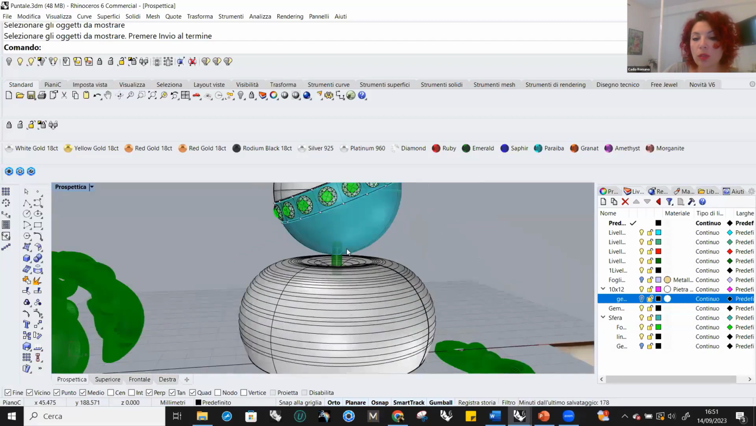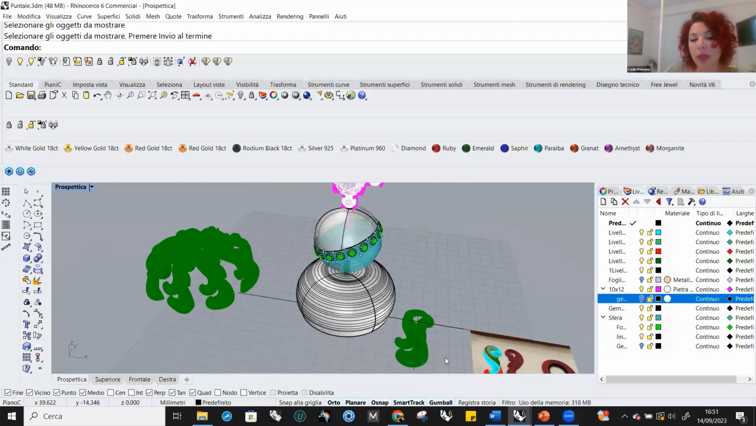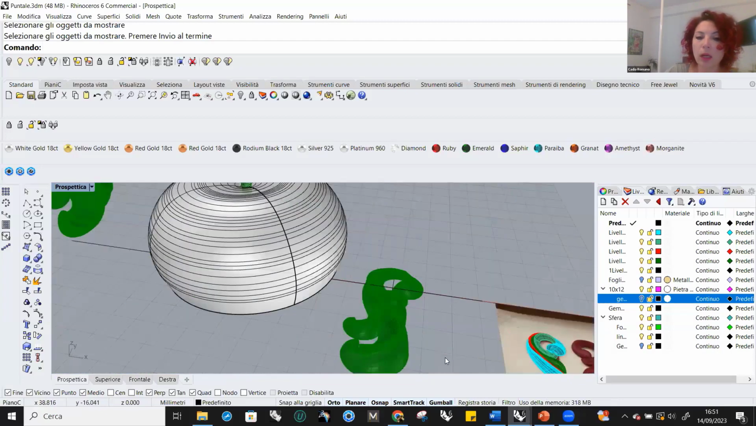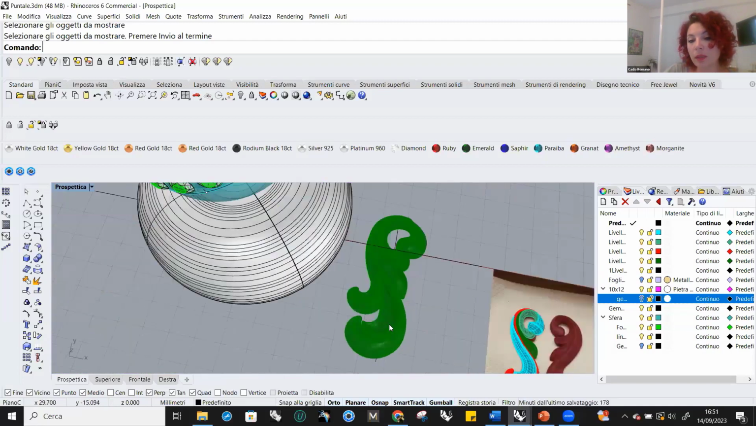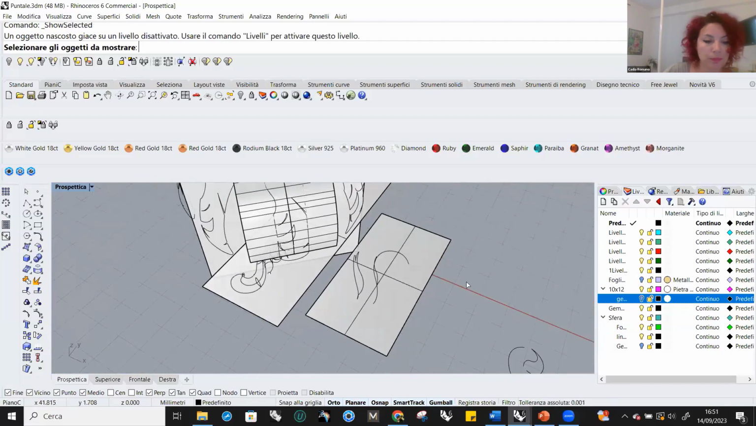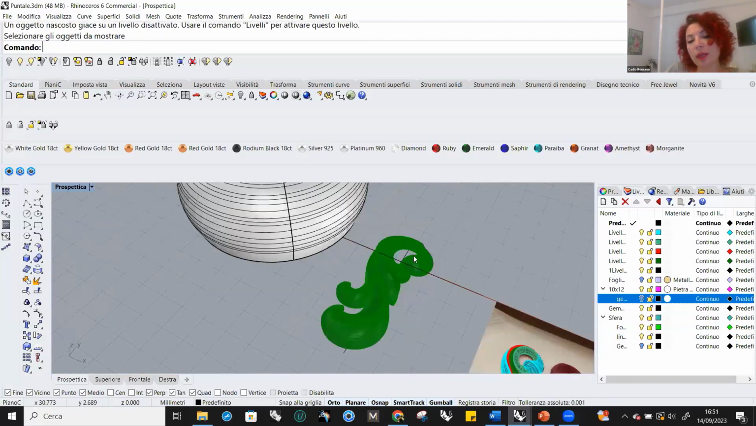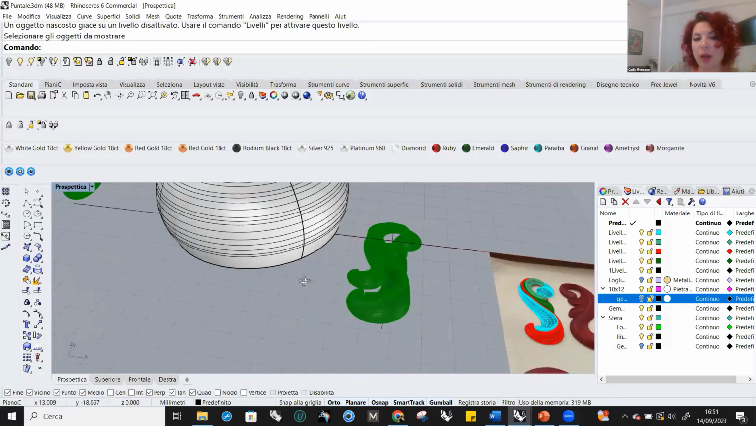And also I created, with a simple sweep to rail, a new element like a leaf or a natural element like this, and I used a simple scroll along curve to modify and create my final element.